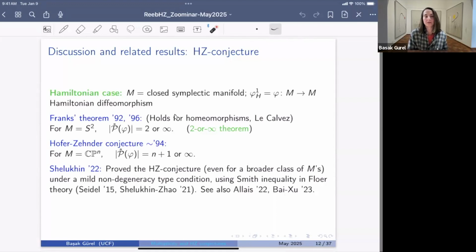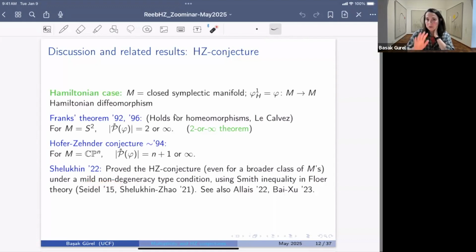This is the 2-or-infinity theorem for S^2. It holds for area-preserving diffeomorphisms of S^2, and in more generality. Then it was conjectured by Hofer and Zehnder in their book that a similar thing should hold for CP^n, namely the n+1-or-infinity conjecture. This was proved by Shelukhin a few years ago, and for an even broader class of manifolds M under some non-degeneracy type conditions.